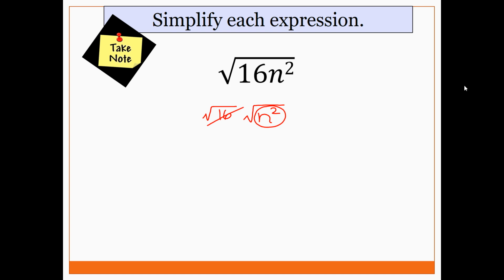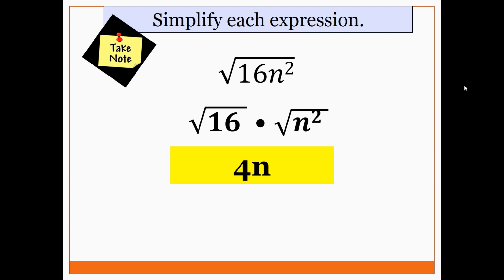So up here we have both of these happen to be perfect squares. I can take the square root of 16, which is 4. I can take the square root of n squared, you half the variable, and it's just going to be 4n, and I'm done. So both of those happen to be perfect squares. So you took the square root of both of them, and you're done.